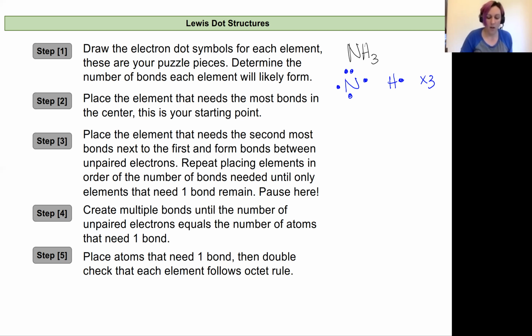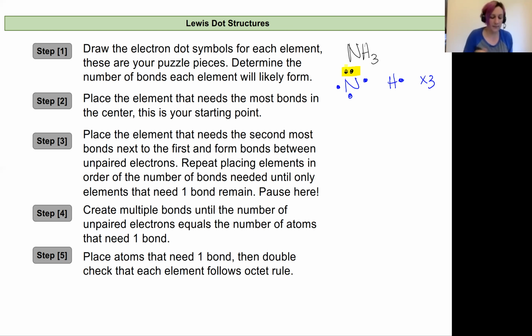Great. Now I'm going to try to determine the number of bonds that are likely to form from each of these. The way I'm going to predict the number of bonds each element is going to form is based on the number of unpaired electrons I have. Any lone pair on an atom, I'm going to try to leave alone as much as possible, unless I hit one of our exceptions to our bonding process, which will happen.